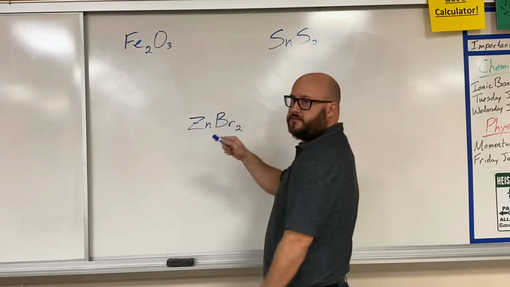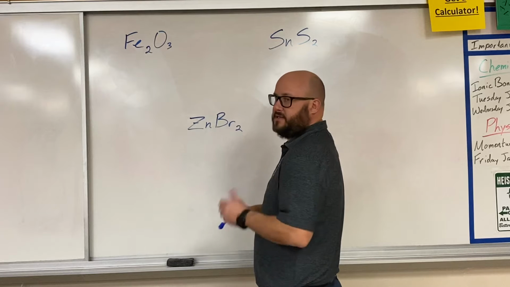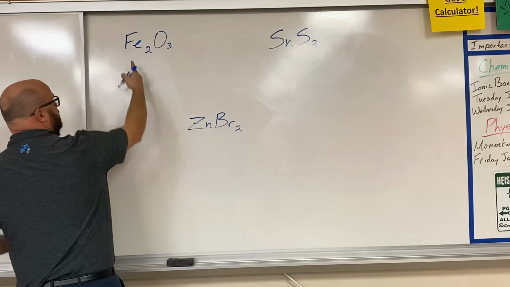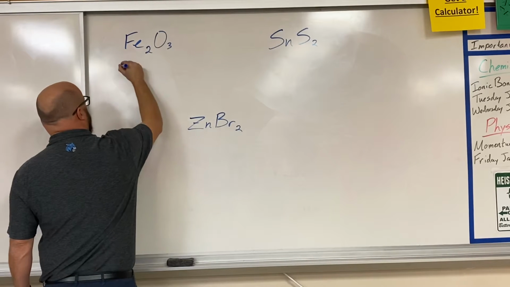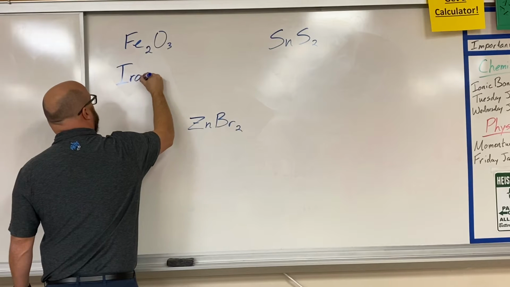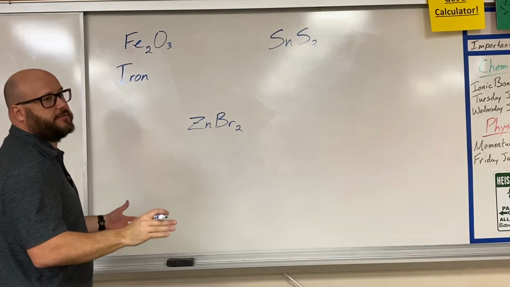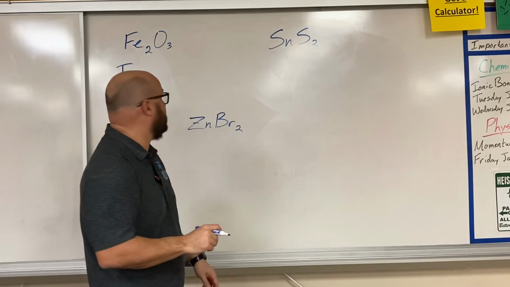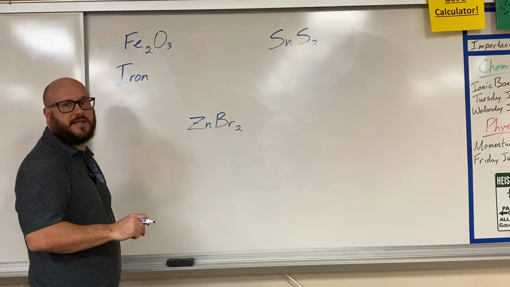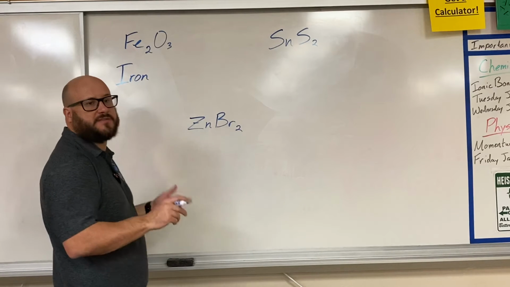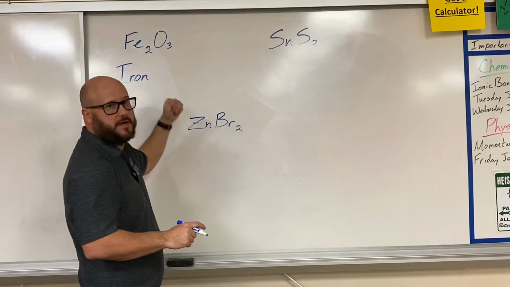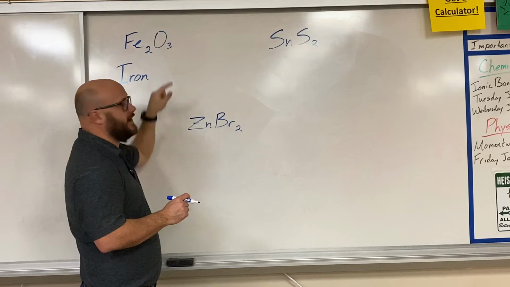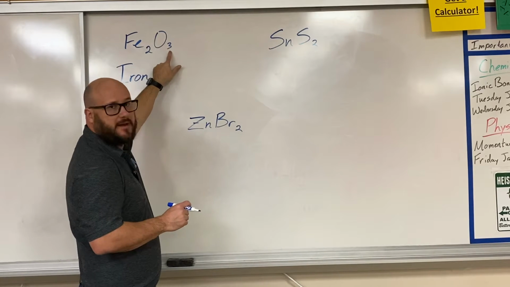Now, just like before, you write the metal's name strictly as it is on the periodic table. So look at this first example. Fe2O3. What's that called? Iron. Now here's where the difference comes between binary ionic compounds and transition ionic compounds. Since we don't know iron's oxidation number reliably, we have to state what it is in the name of the compound. So generally how you do this is you look at the anion subscript, so the 3 right here.